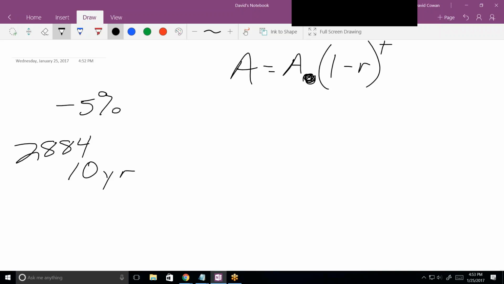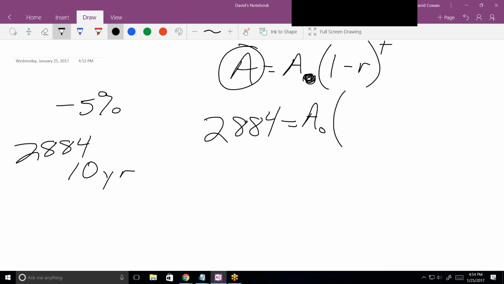Now fill in everything we know. What's that A going to be? That A is going to be 10. No, 2,884. The A sub 0 is what we're solving for. What's the rest of it? 1 minus 10. No, the t is the years. Oh, so it's 1 minus negative 5, or 1 plus 5. It's minus, it's decay. Okay.